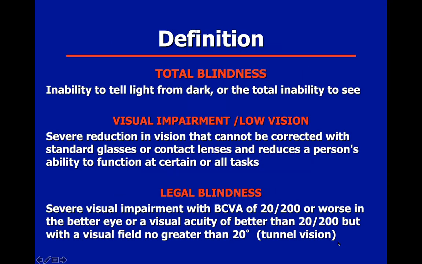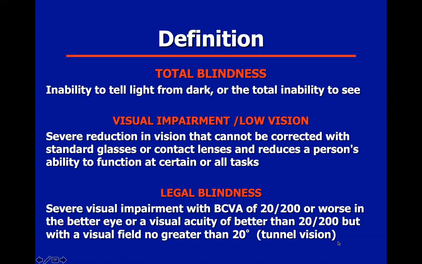There are many definitions. This is the definition that is the most comprehensive, and for you as second year medical students. So when we say total blindness, it simply means the patient is unable to tell light from dark. I mean, you shine the brightest light into their eye and they will not be able to know if there is a light or not. This is what we refer to as total blindness.